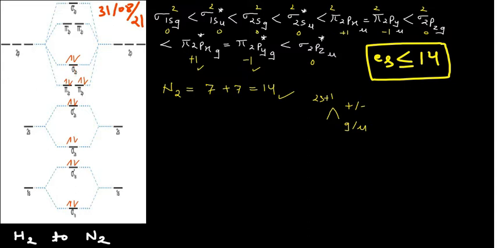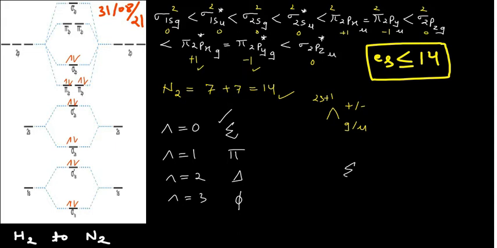So in that case your lambda equals 0, and please recall, for lambda equals 0 you use the term sigma, for lambda equals 1 you use pi, for lambda equals 2 you use delta, for lambda equals 3 you use phi. Okay, that means you are using sigma. So the first thing you have identified, for this nitrogen molecule, is lambda.